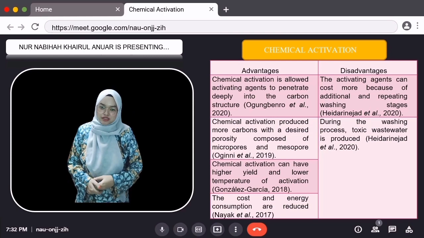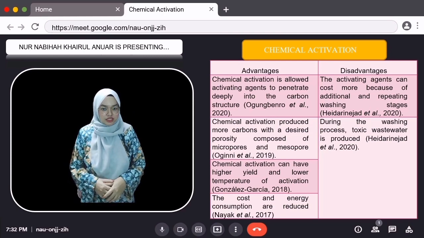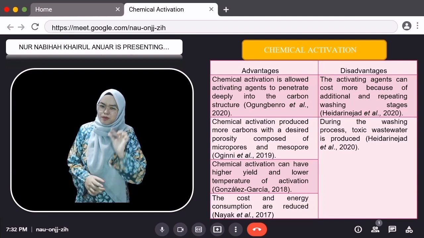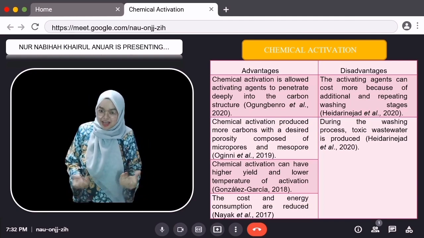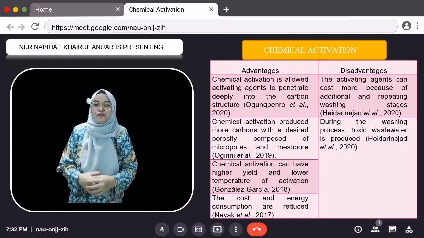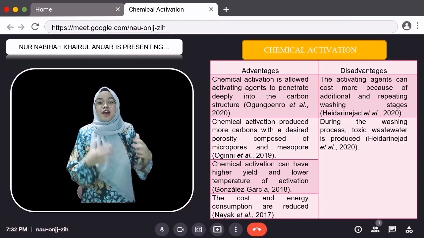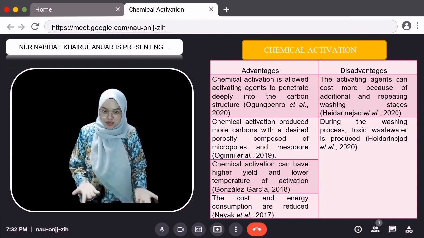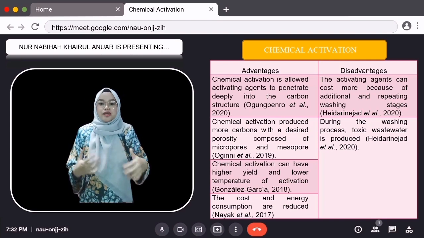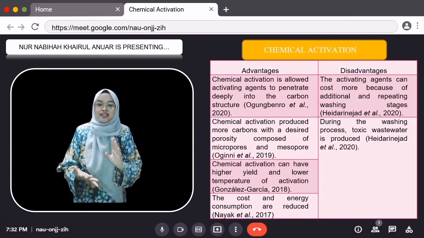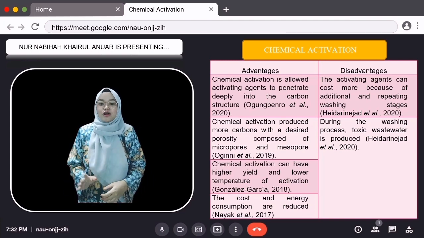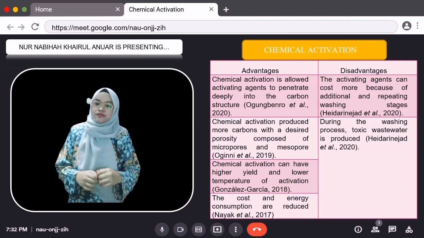Advantages of chemical activation. Chemical activation allows activating agents to penetrate deeply into the carbon structure, resulting in the formation of tiny pores in the AC, expanding its surface. Chemical activation produces more carbon with a desired porosity, composed of micropores and mesopores, which make them more suitable for liquid phase adsorption. Chemical activation can have higher yield and lower activation temperature. The development of porosity is based on dehydration and degradation. Lastly, since the lower temperature and shorter treatment time are sufficient, the cost and energy consumption are reduced.